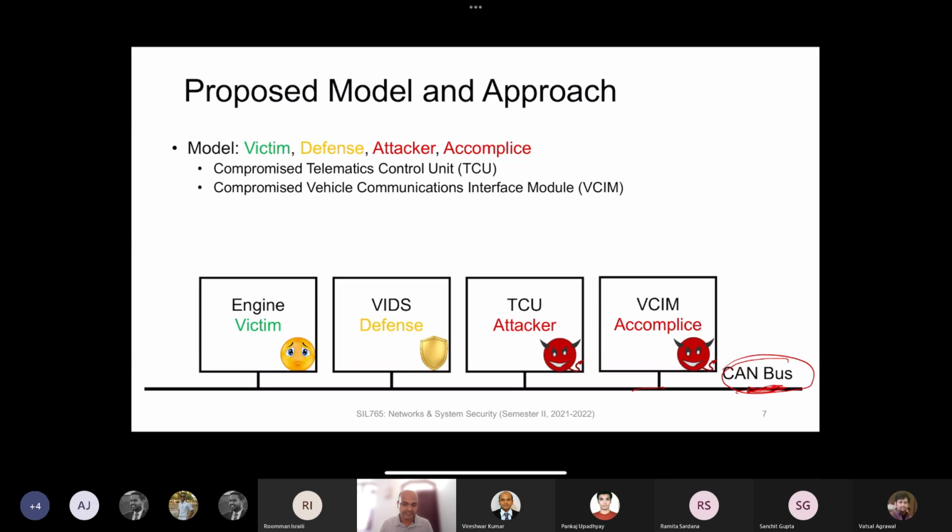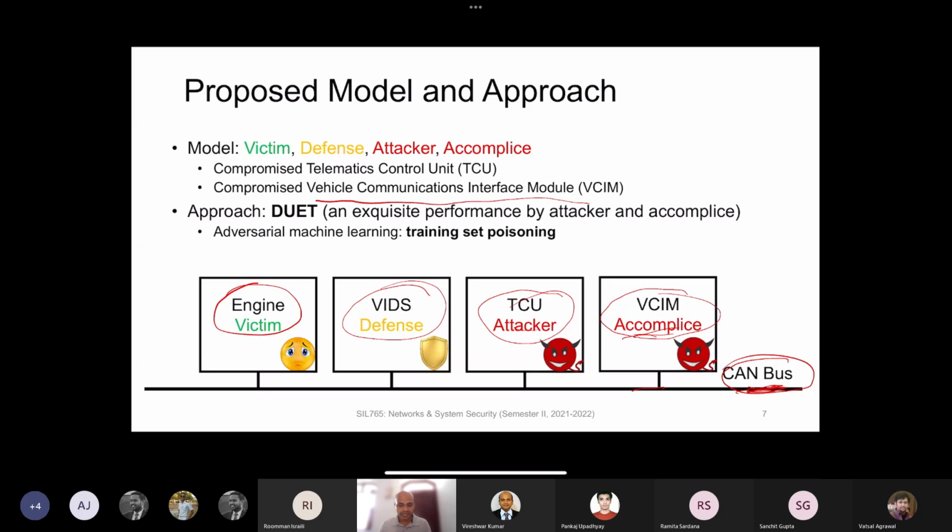So we had this engine as the victim and WITS as the defense, and this TCU as the attacker, but there is one other ECU which is now compromised, and we call this second compromised ECU the accomplice. So there are two adversaries: the first is called the attacker and the second is called the accomplice. Both are now connected to the bus. And then we came up with an attack which we call duet.